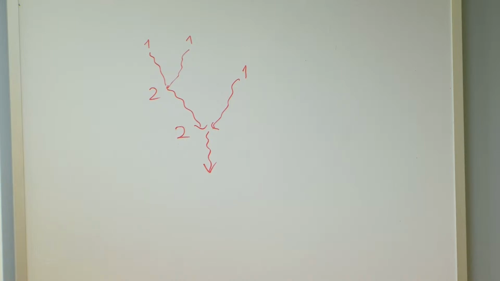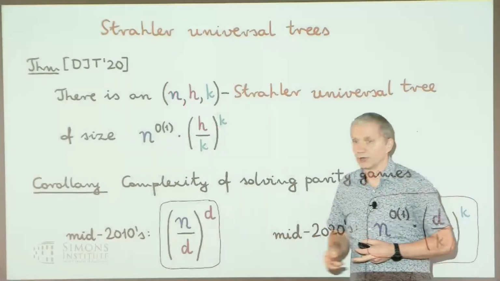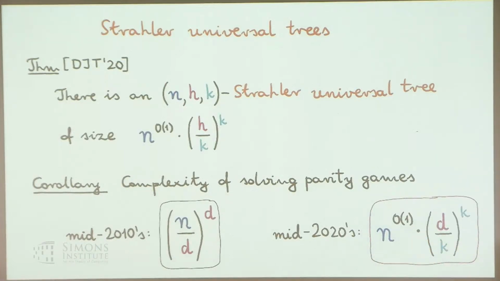So what is the Strahler number of a parity game? We propose to measure it as the smallest Strahler number of its attractor decomposition. Since Moshe wants me to finish, let me tell you another thing that I would like you to remember. Over the last decade, the state of the art of solving parity games was roughly the number of vertices to the power of the number of priorities. Now, thanks to the technology of so-called Strahler universal trees, the state-of-the-art complexity is the number of priorities to the power of the Strahler number.